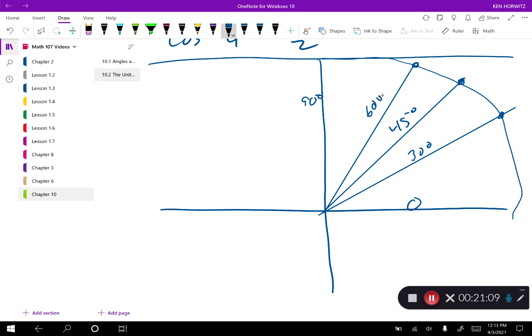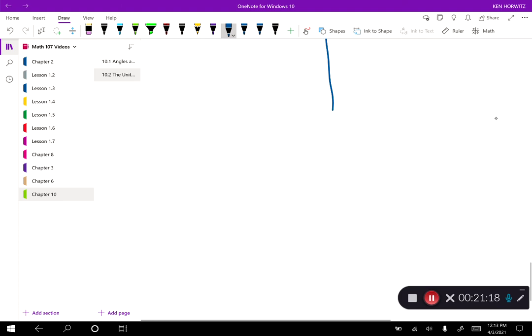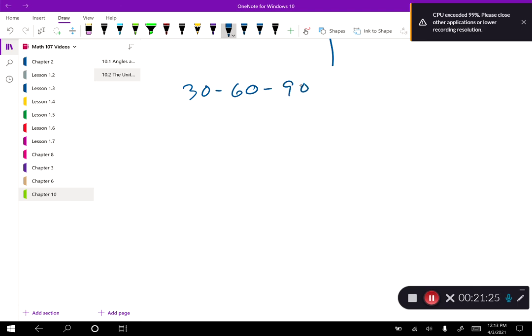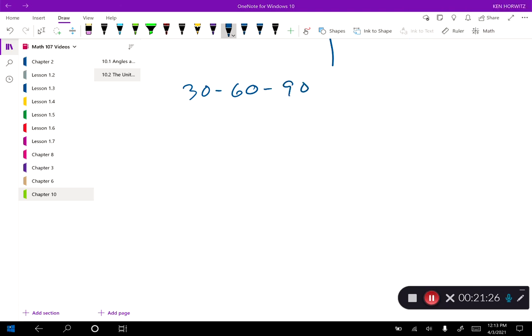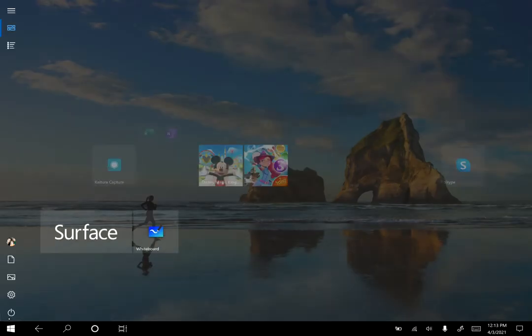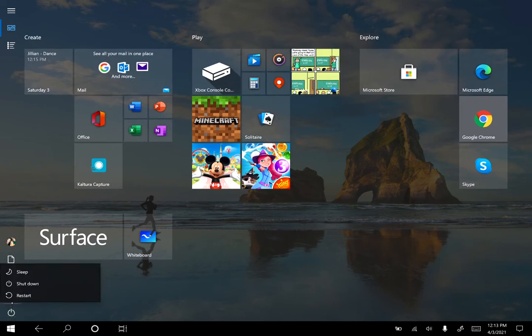your 60-degree angle. In order to find out the endpoints on your 30-degree angle and your 60-degree angle, we have to work with another special right triangle, the 30, 60, 90 triangle. And we will do this in just a moment.